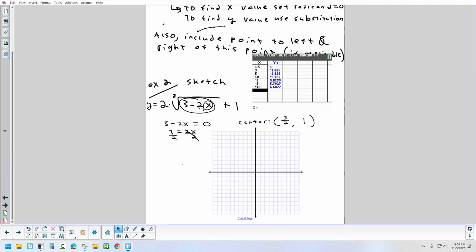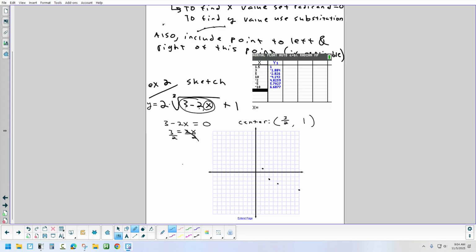Okay, so let's graph all the points. So 1.5, 1. 3, we're almost at -2. Right about there. 5, we're at almost -3. 1, 2, 3, 4, 5, almost -3. And then when we get to 10, we're just past -4. Okay. So there's the right part.